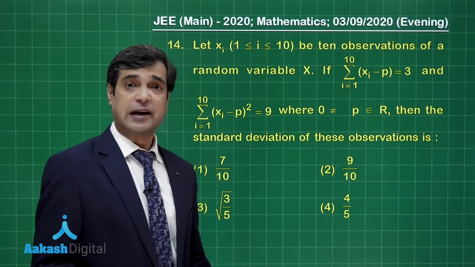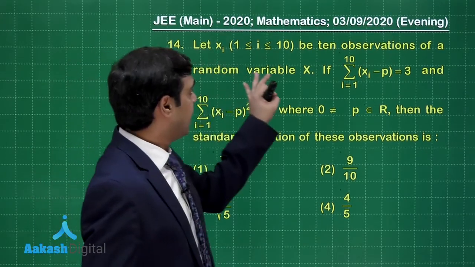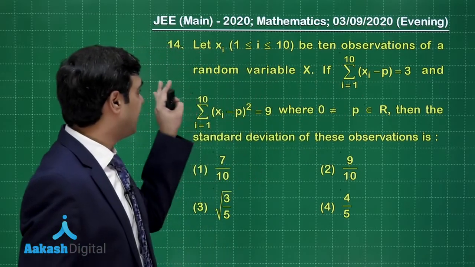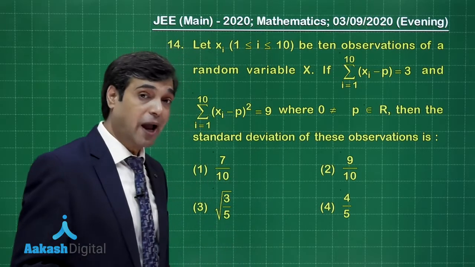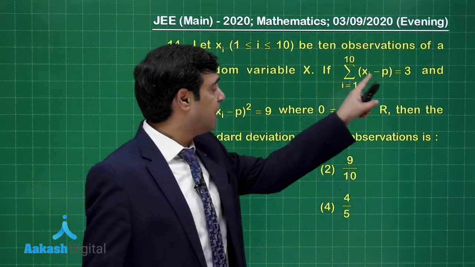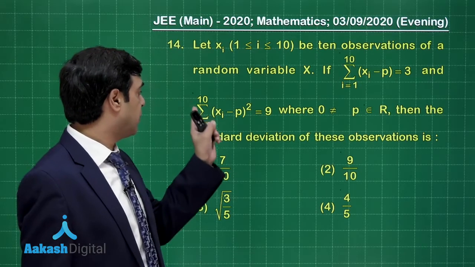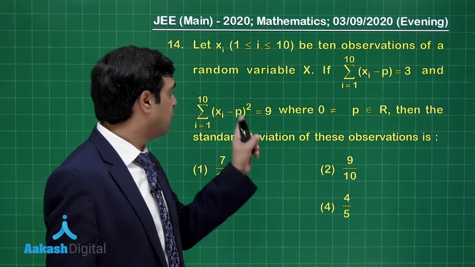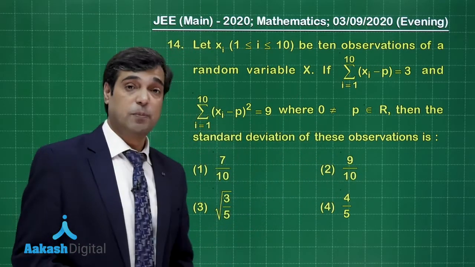So moving forward, let's take up question number 14. It says, let xi be 10 observations of a random variable x. If summation over i from 1 to 10, xi minus p is equal to 3 and summation i equals 1 to 10, xi minus p whole square is 9, then the standard deviation of these observations.